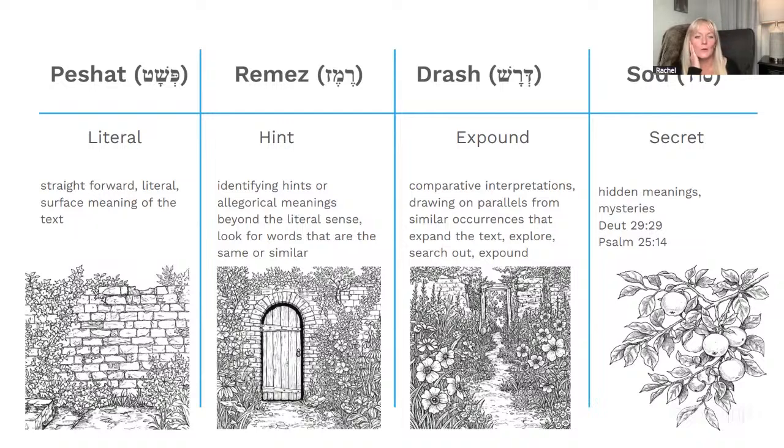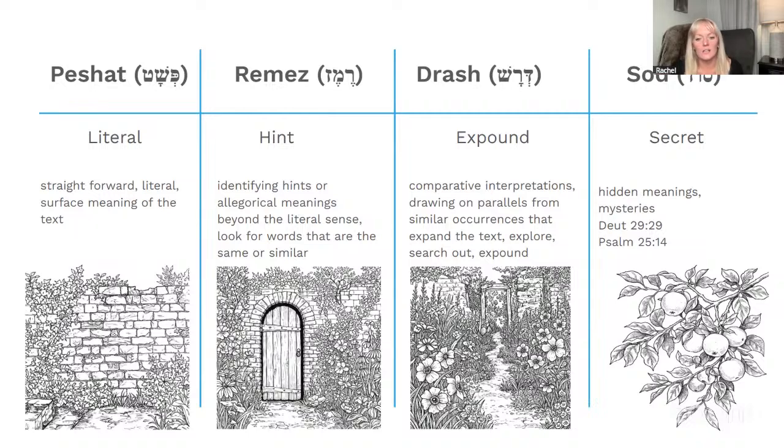That's what's so fun. Okay, so Peshat: because all these meant garden or orchard, I decided to relate them to different aspects of being, first, outside of the garden, where you're looking at the wall and it's just a literal wall, right? Straightforward, literal, surface meaning.